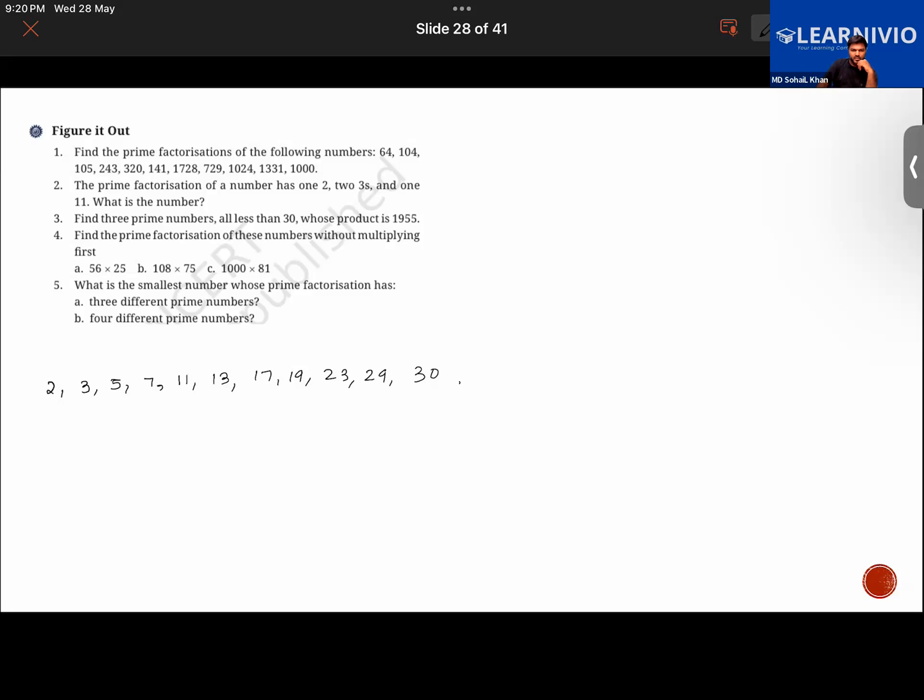You can just multiply it and you will get the answer. 5 into 17 into 23. Listen carefully. I have revised this for you in the last class also. The same thing I have told, and the same type of question we have done in the previous classes. You have to find the prime numbers, all less than 30, whose product is 1955.